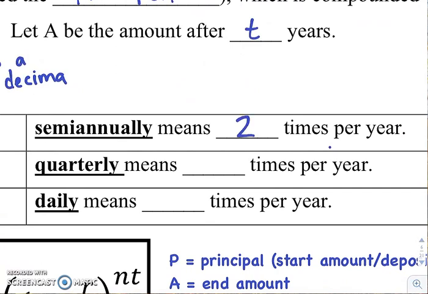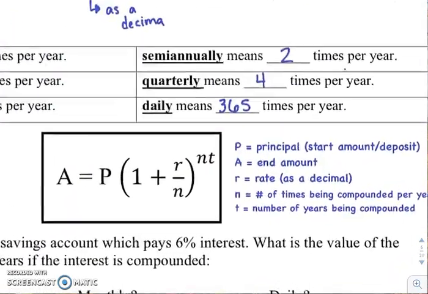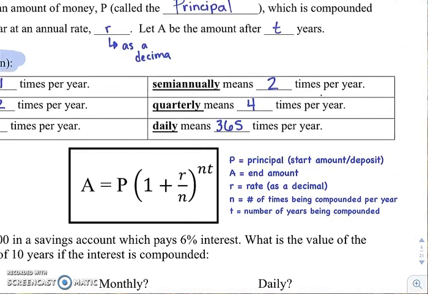Quarterly, a quarter is worth 25 cents in a dollar, but how many quarters make up a dollar? 4. Quarterly means 4 times a year. And daily, how many days are there in a year? 365. So using your equation, you might want to jot down what each of them means. We're just going to plug in our values that our equation gives us.